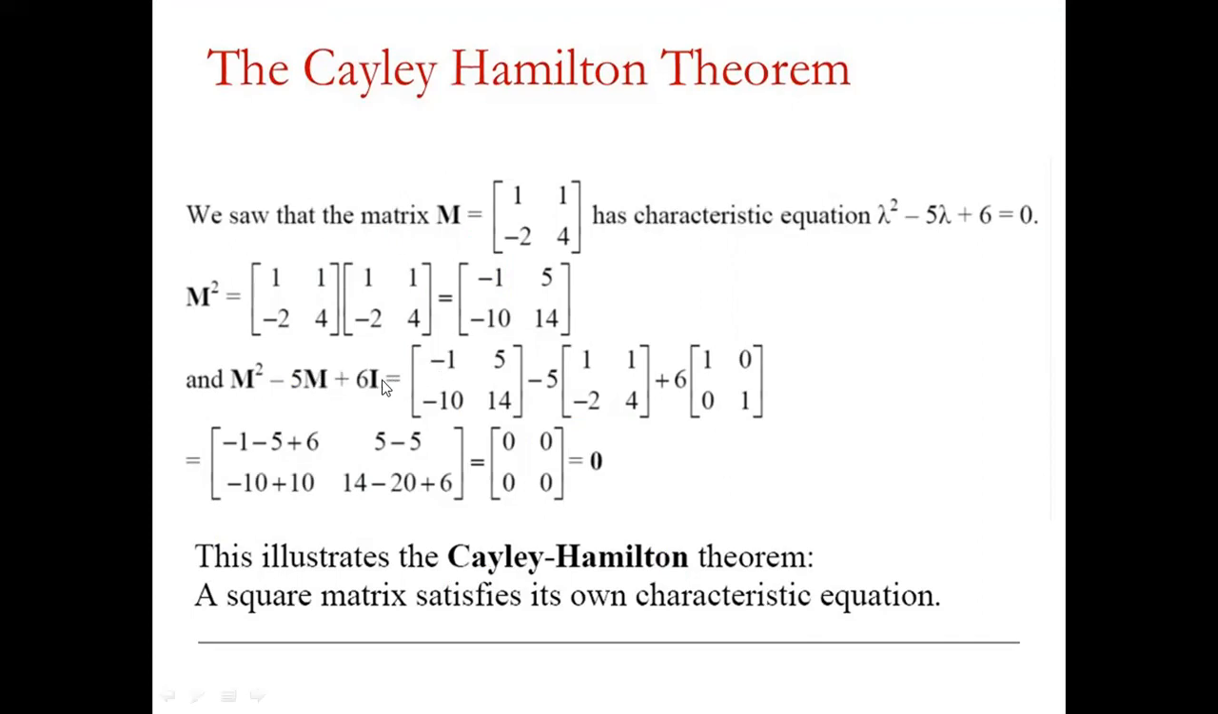After substituting the value of M square, we get this value over here, minus 5M. M is this matrix which is already given to us. And the identity matrix of a 2 by 2 matrix is 1, 0, 0, 1. After simplification of all of this, we get a null matrix, which is 0. This illustrates the Cayley-Hamilton theorem: a square matrix satisfies its own characteristic equation.